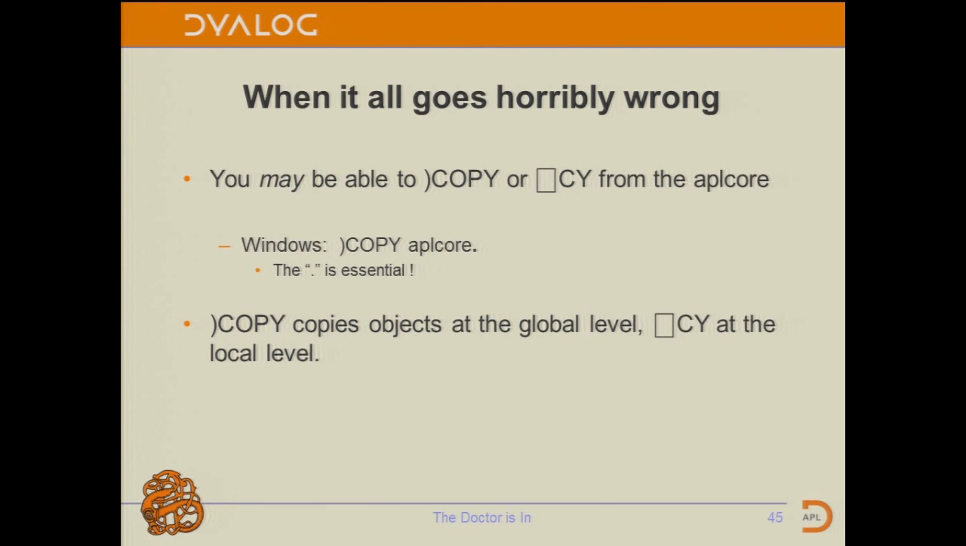I didn't know this, but then I don't know very much in this life. If you use )COPY to copy either from an APL core or a workspace, it copies the object at the global level. If you use quad CY, it copies it at a local level. So if you save a workspace with a suspended function and you attempt to quad CY a local variable out, you'll get the localized version. If you )COPY it, you would get the global version.